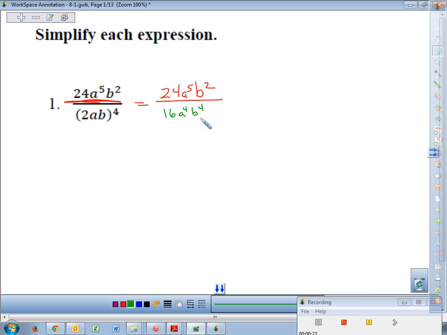Please stop me if you have some questions. I'm just going to skip over stuff I feel you should already know how to do, like power to a power and product of powers, but if you don't see it, holler at me. Sound cool? Now, isn't it monomial over monomial, correct? Coefficients, we just try to reduce them. 24 over 16, please reduce.